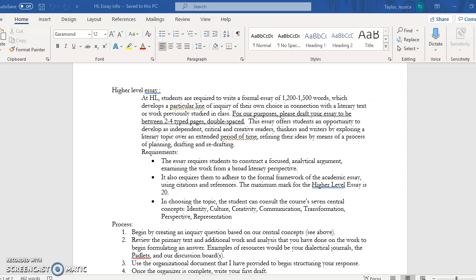So this essay offers students an opportunity to develop as independent, critical, and creative readers and thinkers and writers by exploring a topic over a period of time. And so what that means is that this is a process work. You are not going to sit down in a timed manner and just pump out an essay.